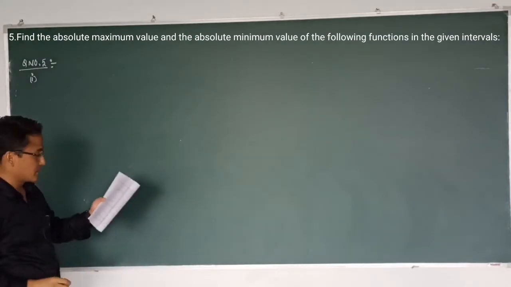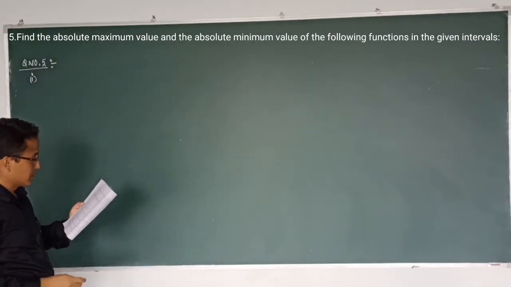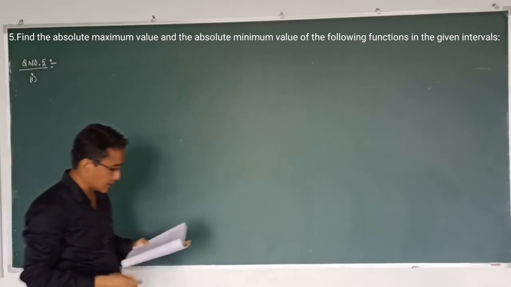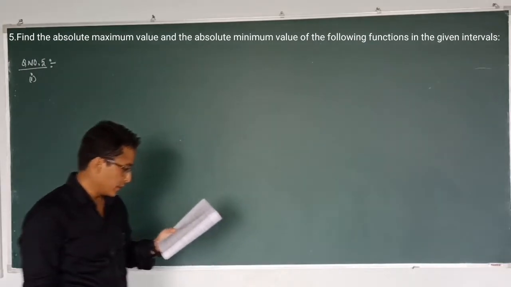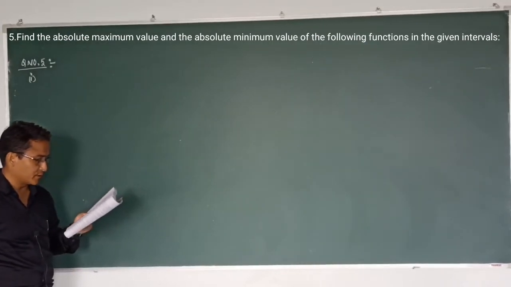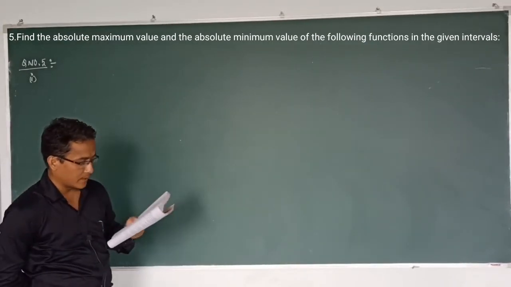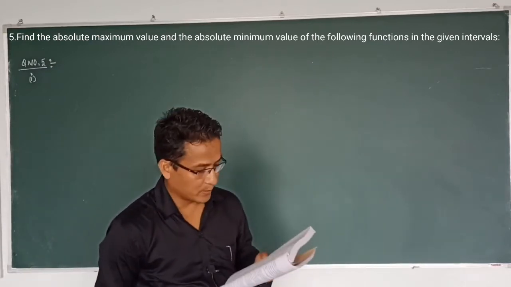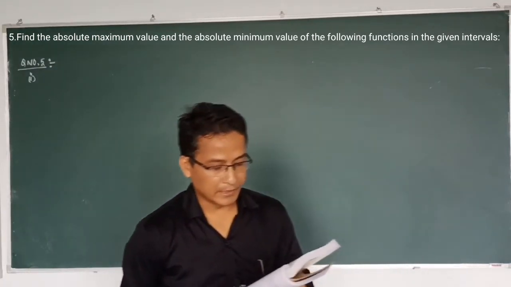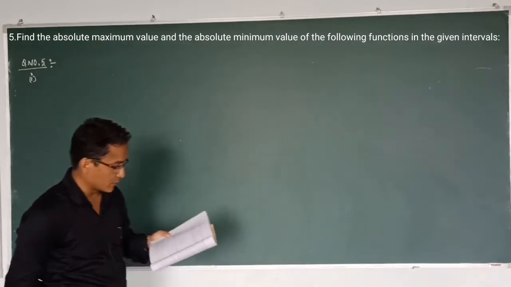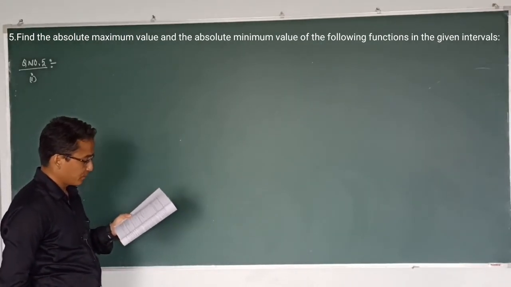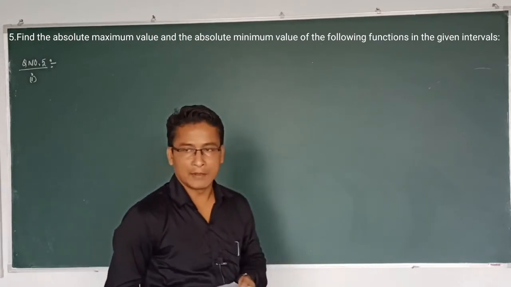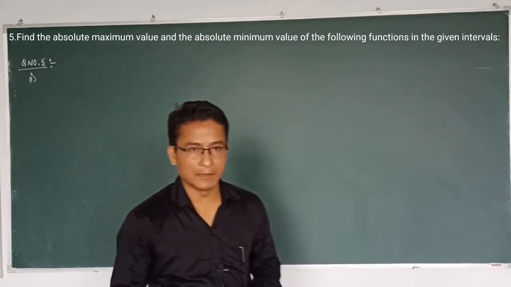Its page number is 232. Find the absolute maximum value and absolute minimum value of the following function in the given interval. Here the interval is given and we have to find the absolute maximum value and absolute minimum value.